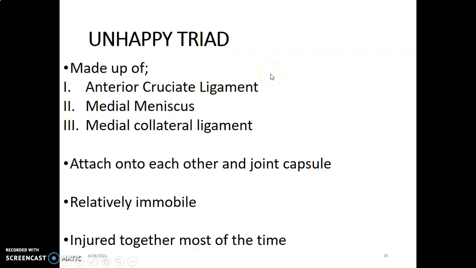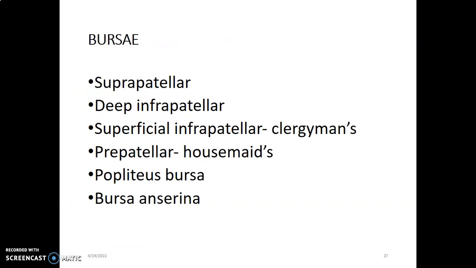So what is the unhappy triad? Triad, 3. So these 3 structures usually are connected to each other: anterior cruciate ligament, medial meniscus, and medial collateral ligament. They are attached onto each other and also onto the joint capsule. So the 3 of them are relatively immobile. So if you injure one, all the 3 of them get injured, and that leads to the unhappy triad. Anterior cruciate ligament, medial meniscus, and medial collateral ligament or tibial collateral ligament: unhappy triad.